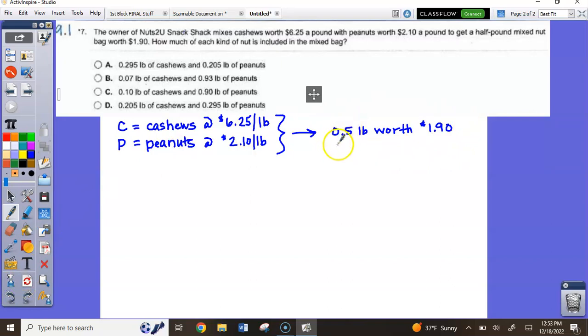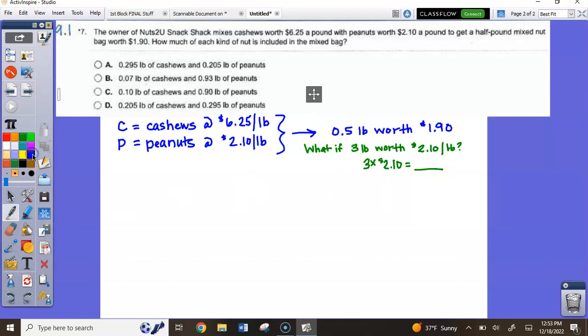Had it said, I'm going to say in green because this is not what our problem is, what if it was like you got a 3-pound bag worth $2.10 per pound, then you would have to actually multiply 3 times the $2.10 to get the cost of your bag. Okay, so keep that in mind.